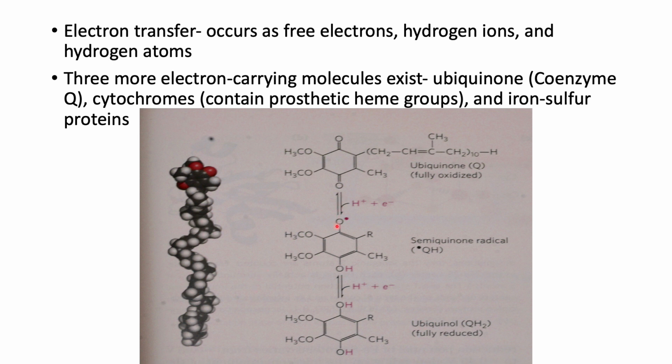Free radical QH, and you get reduction of this hydroxyl group over here, retention of the aromatic ring. You can see it changes its location at this point where the proton is attached over here. Then you get a full reduction. This picks up a proton, a free proton, and you get the orbital filled, and then you get ubiquinol, QH2, which is fully reduced.